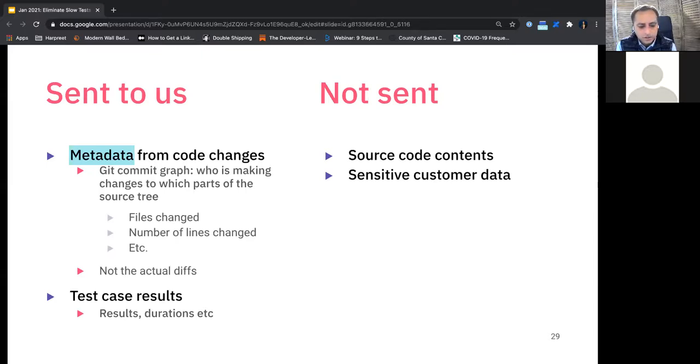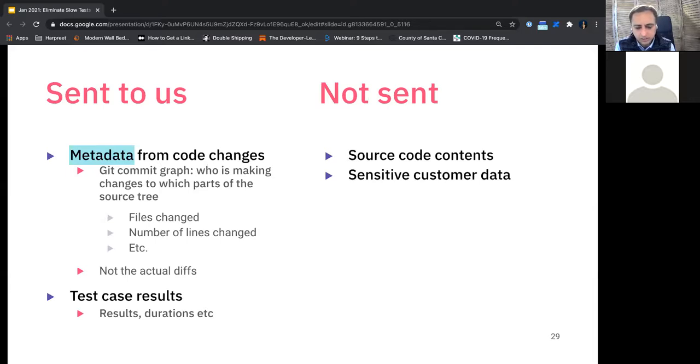The way to think about that is there's some metadata about these code changes that's being sent to us. Specifically, there's a git commit graph, and that has components such as what are the files that have changed and the number of lines changed and so on and so forth. The source code contents themselves are not shipped to us because we don't quite require them. There's no other sensitive customer data that's sent over to us.